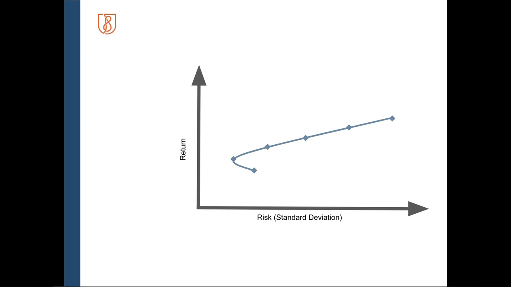Now, you may ask why there's a little tail here on the bottom where suddenly your return goes down and your risk goes up. Interestingly enough, Markowitz discovered that if you had a portfolio of 100% bonds, you're actually taking a little bit more risk for less return.